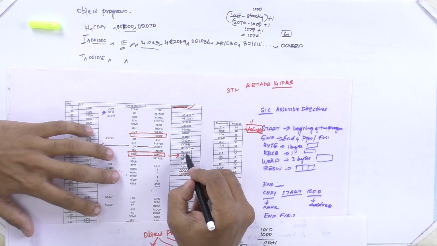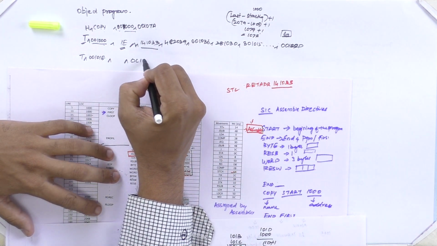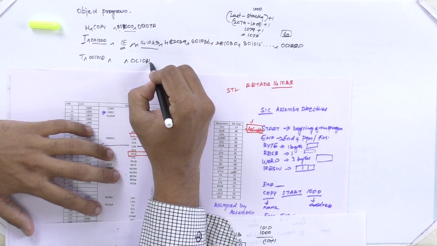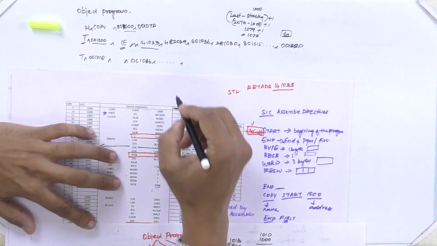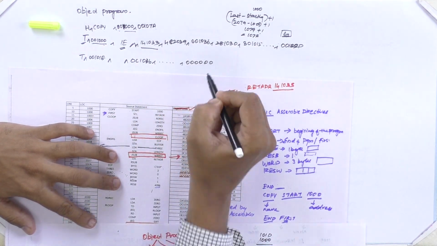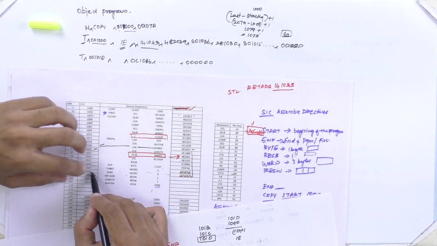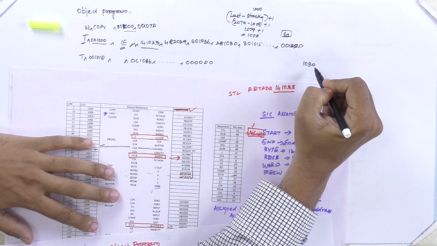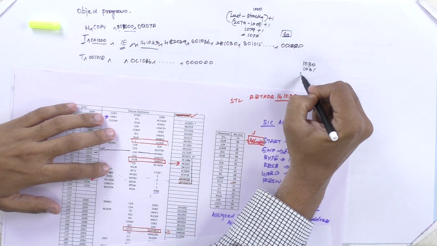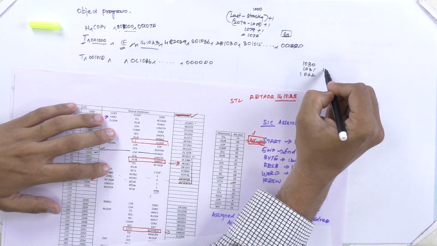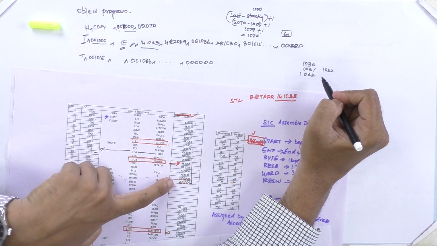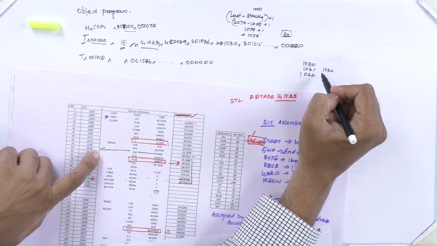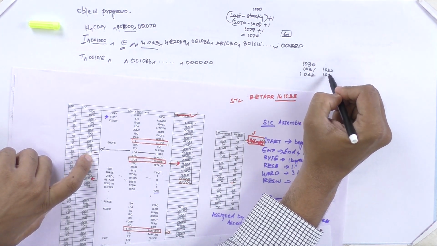So you can write like this: 0C 1036 will go till 00000. Now what is the starting address? See here, it is 1030. So that word will occupy 1031 and 1032. So you have to subtract the starting address of this one, 101E, from 1032.